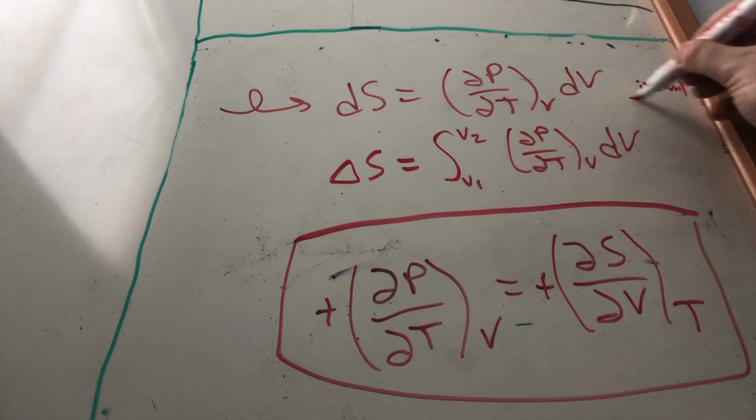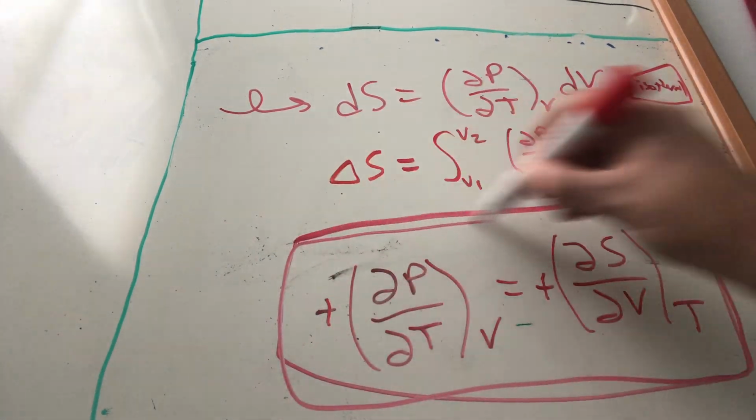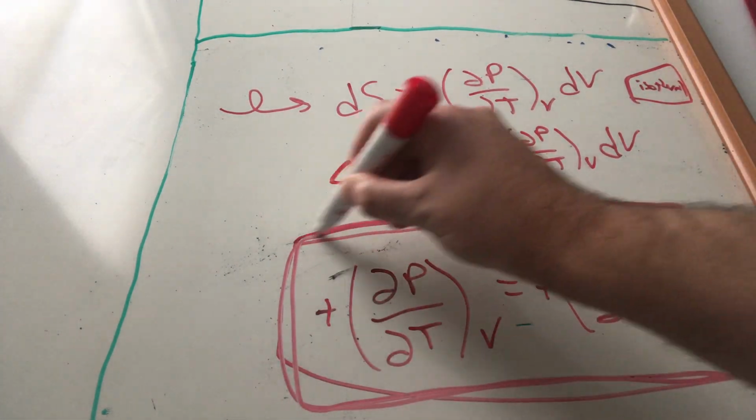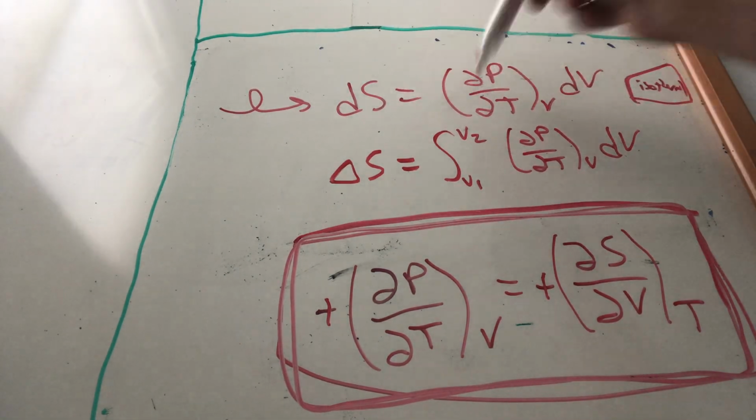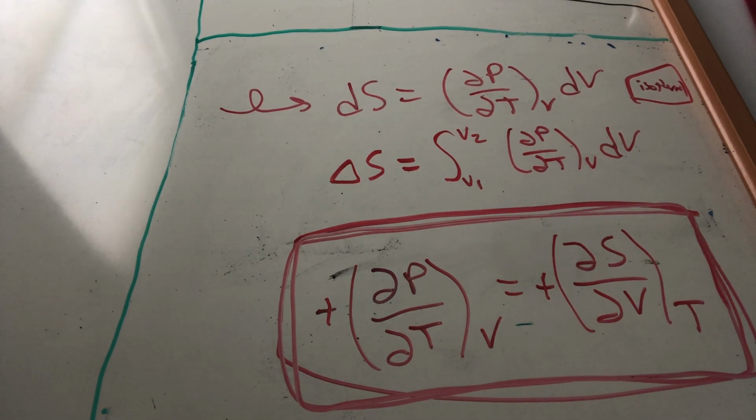This is for an isothermal process, but any partial derivative identity that we derive, and the Maxwell relationships are partial derivative identities, can always be integrated in a first order fashion to get at deltas, to get at changes for certain types of processes.